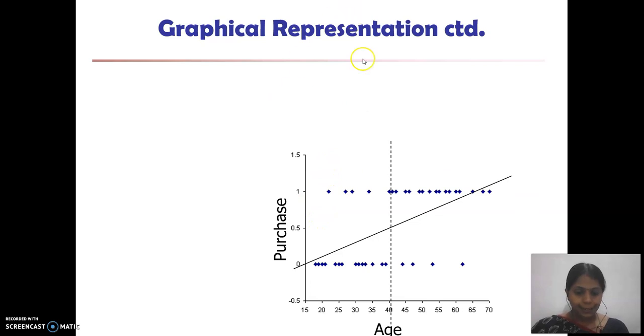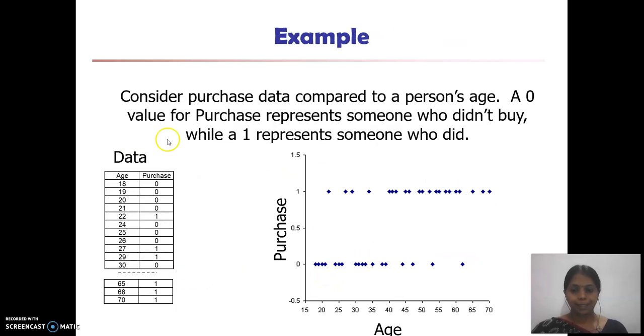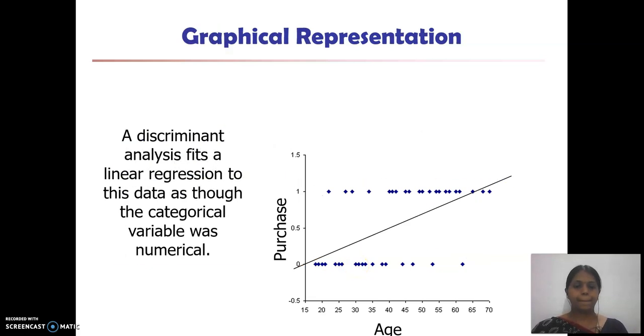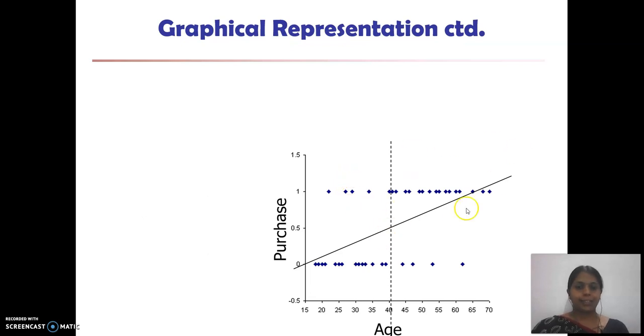See, if I consider age 40 at this point, those falling below 40 have a smaller number of purchases. Observe this data: below 40, the purchase is very few, and above 40, the purchase is more. So as the age increases, the purchase is more, and below age 40, the purchase is 0. So there are two classes, and this line can be drawn like this.